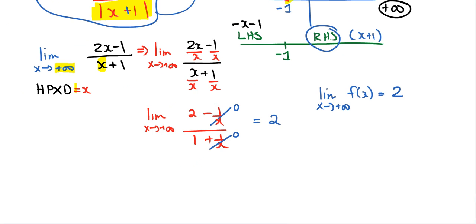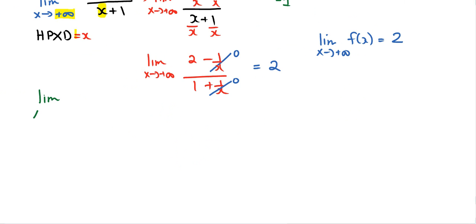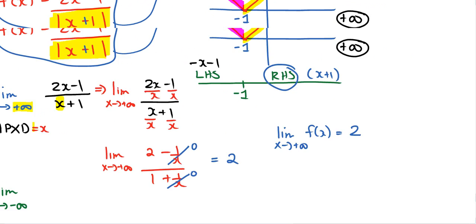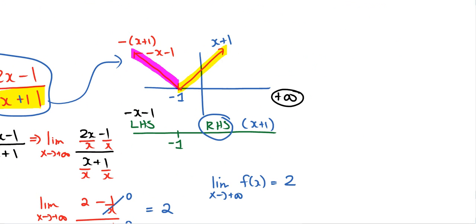Alright, so now that I've done x goes to positive infinity, I need to show what happens when you take the limit as x goes to negative infinity. If I go back to my number line here, negative infinity is way over here, way to the left-hand side. Now, if I'm dealing with the left-hand side, I'm dealing with this equation right here, negative x minus 1.